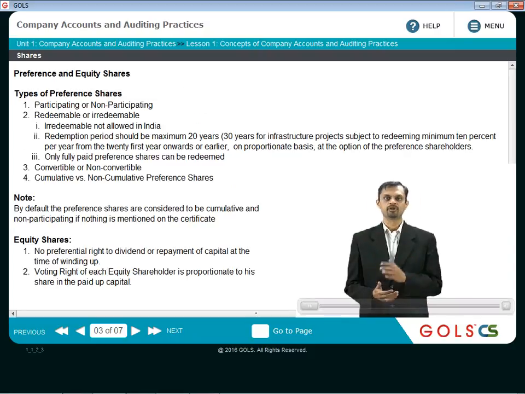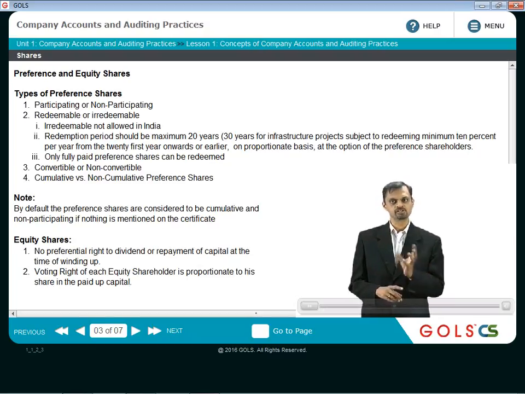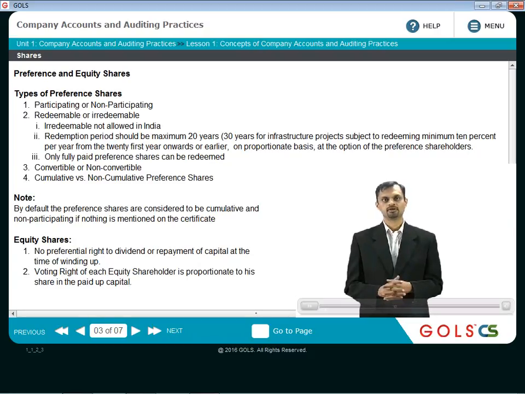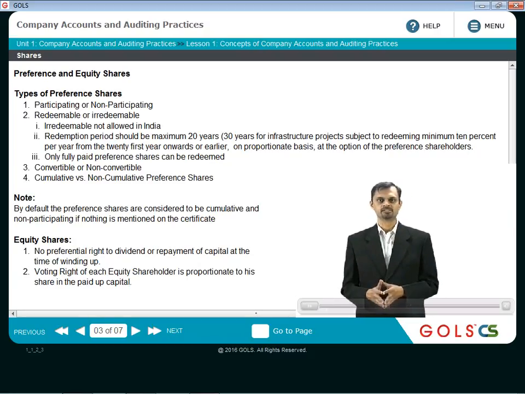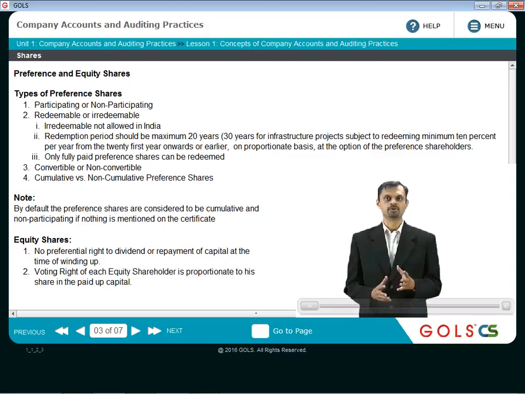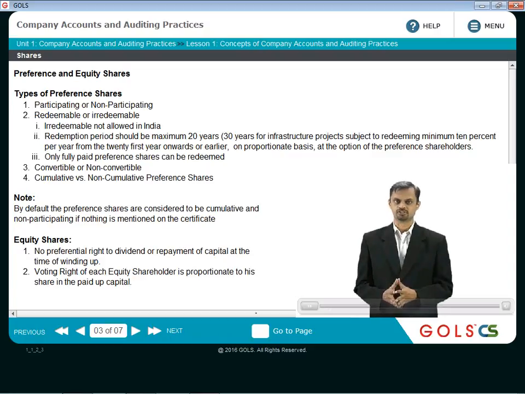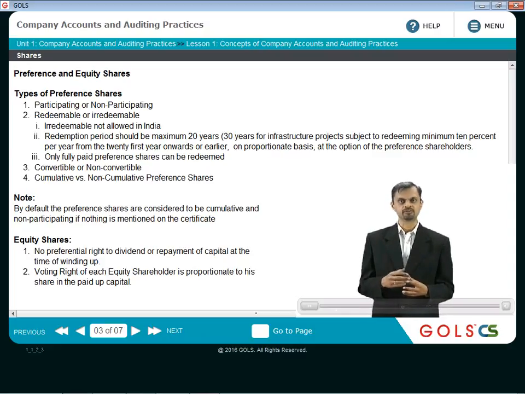Now there are various types of preference shares which can be issued by the company. One category is called participating preference shares versus non-participating preference shares. Now what is this participating versus non-participating? Earlier I said, each preference share normally carries a fixed rate of dividend. So say for example 12% preference shares. Now suppose this 12% dividend is paid to the preference shareholders. After payment of the preference share dividend, still the profit is left. Now normally what happens is, out of that remaining profit, the dividend will be paid to the equity shareholders.